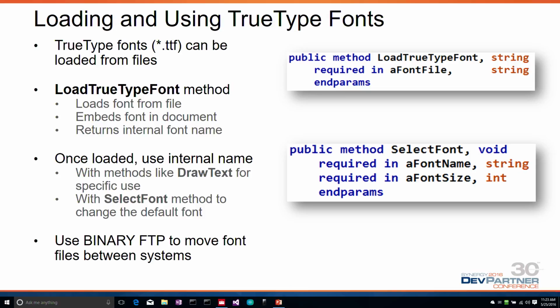So you load TrueType font, and that returns the name of the font as a string, and then you use select font based on the name that load TrueType font comes back with, and that switches to it. So basically you can load up as many fonts as you want to use. If you do load TrueType fonts, they get embedded in your document, so the document will get bigger by the size of that font. And some fonts are obviously licensed, so there might be licensing implications as well.